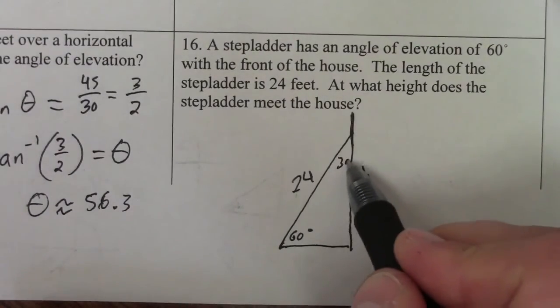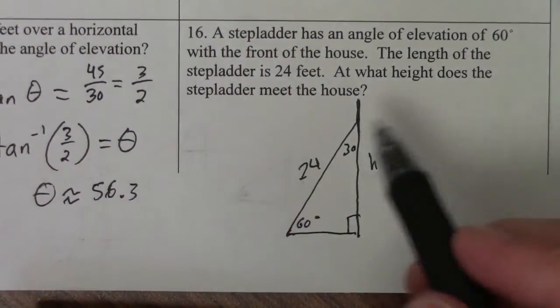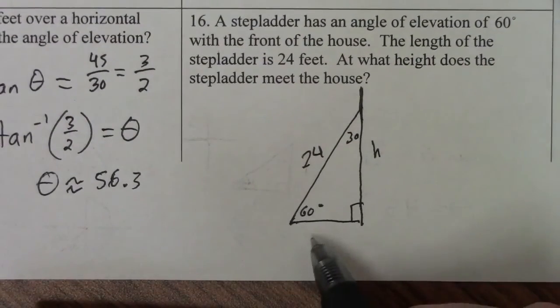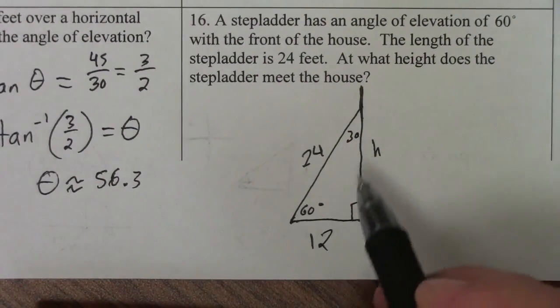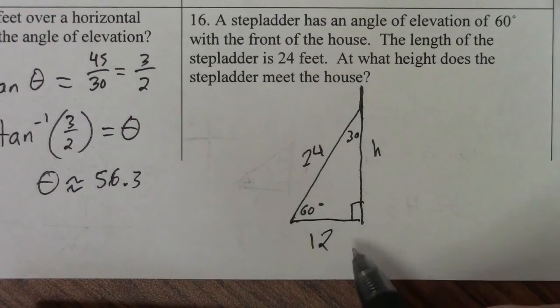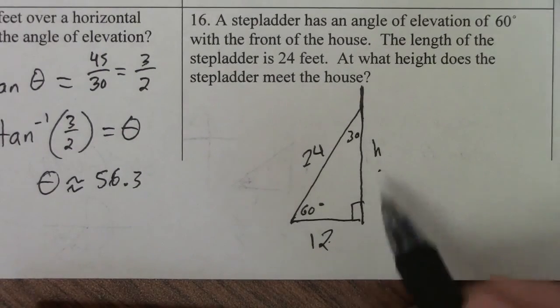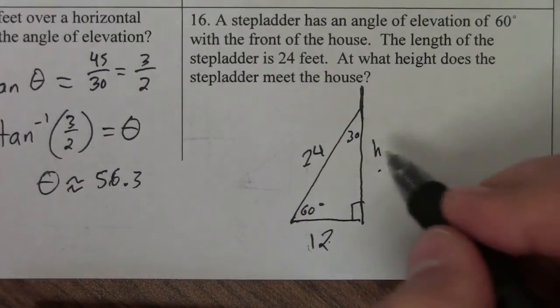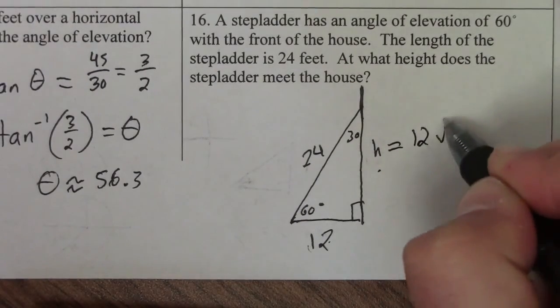Well, this happens to be a 30, 60, 90 triangle. So if this is 24, then this side would be 12, the short side. It'd be half the hypotenuse. To get from this side to this side, we multiply the short side by rad 3. So the height would equal 12 rad 3.